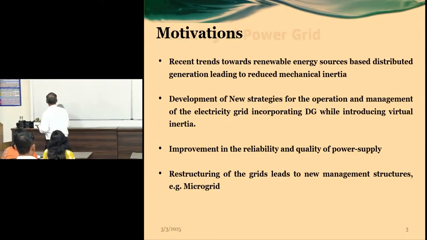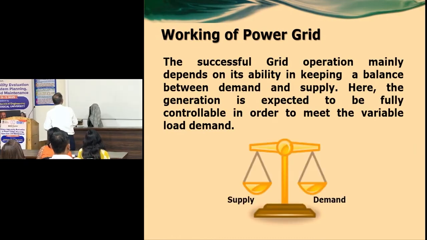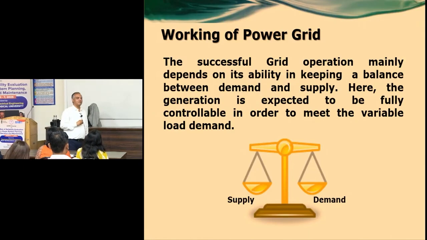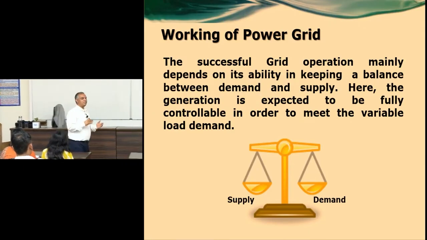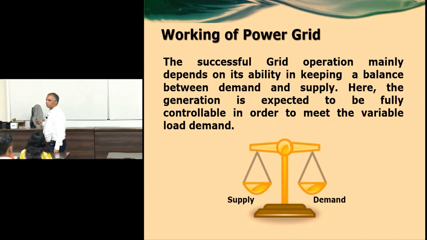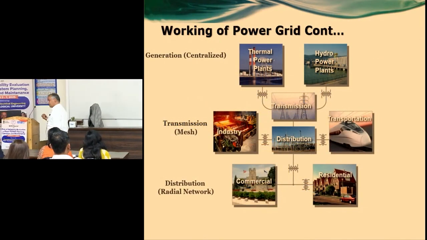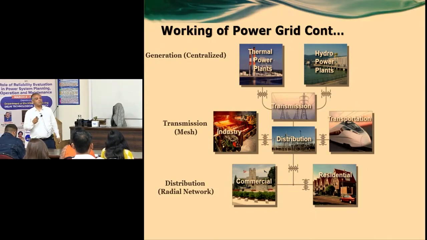So these are some parts of the system. As I have already discussed, in the working of a power grid there must always be a continuous balance between demand and supply. If there is a mismatch, the voltage and frequency are going to deviate beyond their permissible limit. And in the conventional system, you know how our system is working.